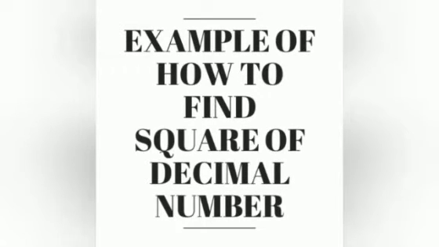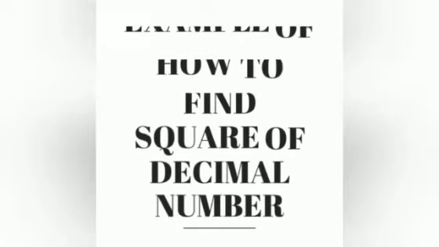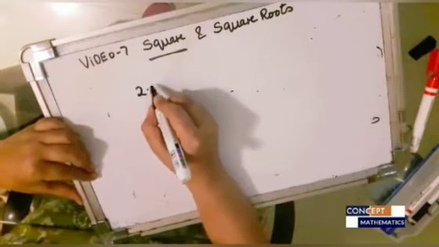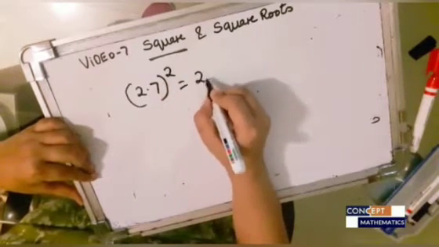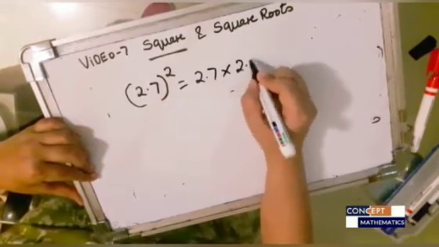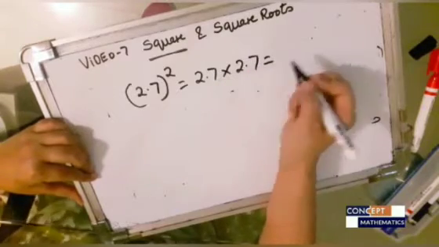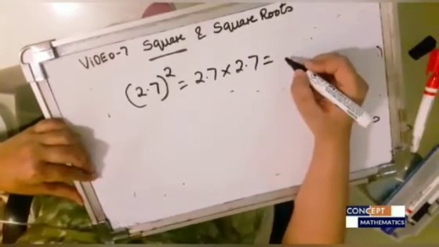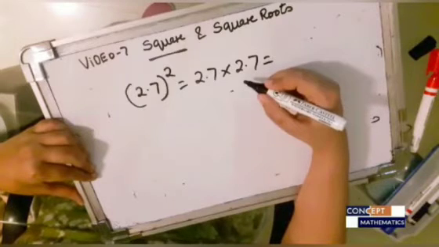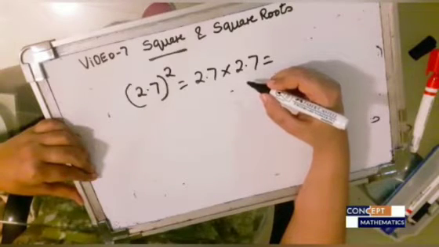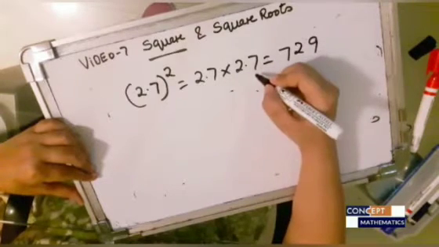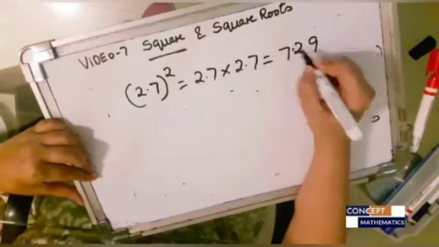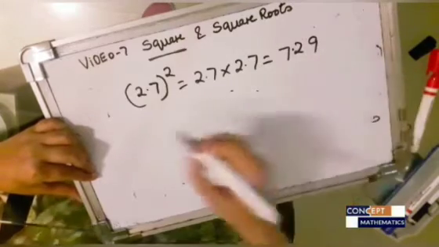Now I will give you examples of two more squares. A square with a decimal, 2.7 raised to the power 2. So 2.7 into 2.7. Here the rule of decimals: after the answer, you have to place your decimal two places towards the left. So your answer is 729. But because there are two places, your answer becomes 7.29.